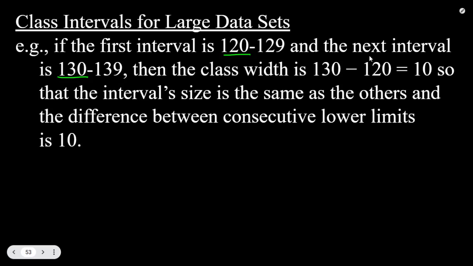So all of them would run from, the next one would be 140 to 149, 150 to 159, and so on. The class widths will all be the same, and the difference between the consecutive lower limits will always be 10.